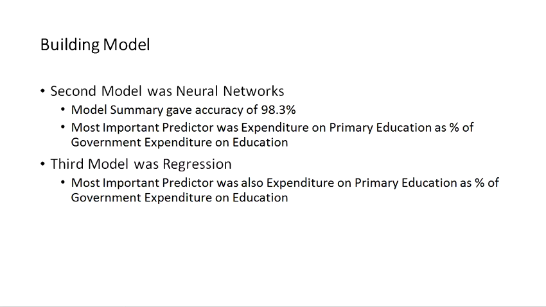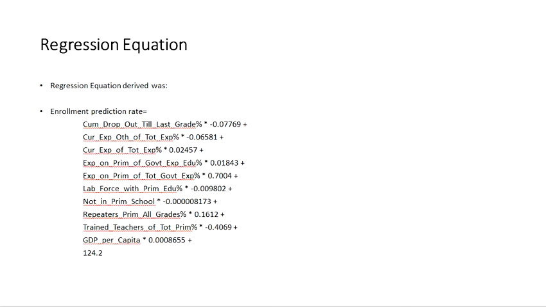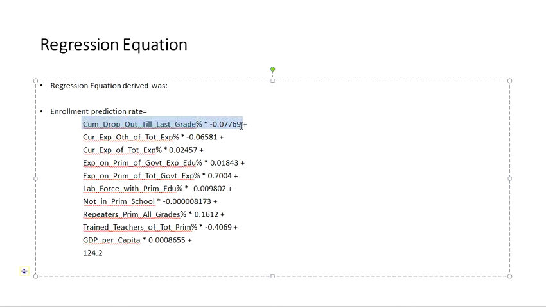And the third model is regression. The most important predictor was also the expenditure on primary education as percentage of government expenditure on education. And that regression model gave us this equation, and as you can see, each variable has its own coefficient. In this case right here that I'm highlighting, it's a negative coefficient to show that the dropout rate is negatively related to the enrollment rate.